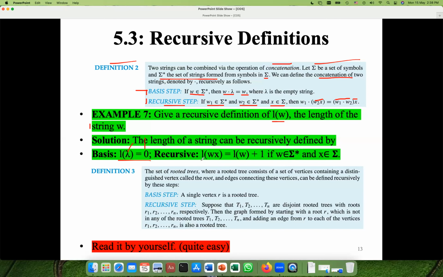And here, the length of wx. W is a string, x is a character from the input symbols. So you can write it as the length of w plus the length of x, and the length of x is always 1 because it is a character. 0 has length 1.